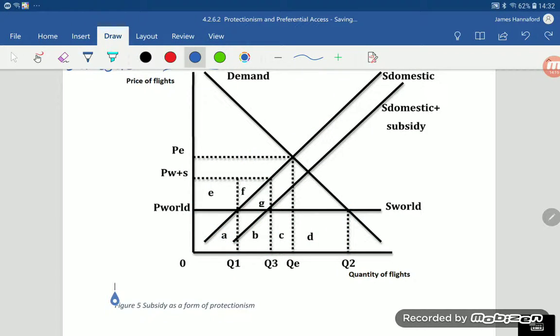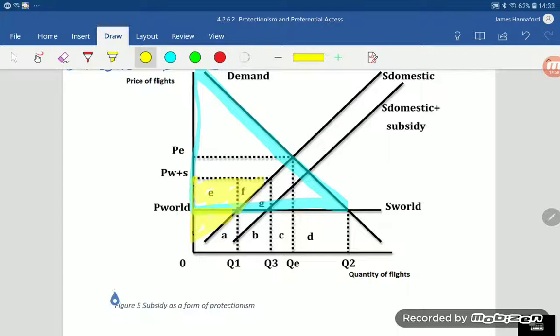So the next thing to note is that the consumer surplus remains unchanged because the price has not fallen or, for that matter, increased. The price remains unchanged, so consumer surplus has not changed. The producer surplus, on the other hand, has increased by areas E and F. So this was our original producer surplus. Remember, we've got the subsidy on top. So the benefit of the subsidy in part goes to the producer.